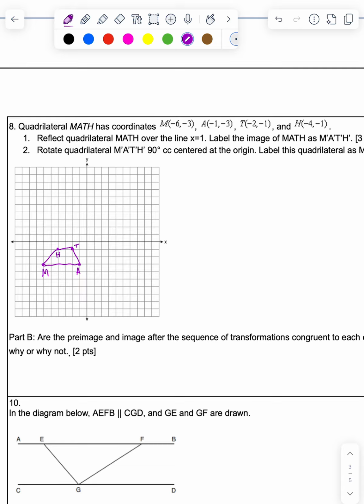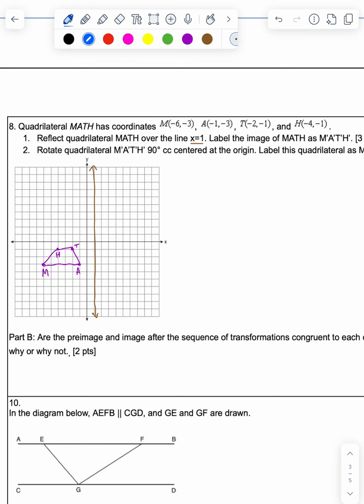Okay, so first we're reflecting over the line x equals 1. A lot of people messed up with this. I saw a lot of reflecting over y equals 1, x equals -1, the y-axis, the x-axis, a lot of other lines. So the line that we need to reflect over according to the question is x equals 1, which is the vertical line through the x coordinate of 1. So this is the line x equals 1.